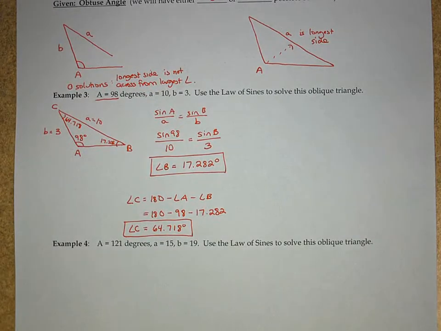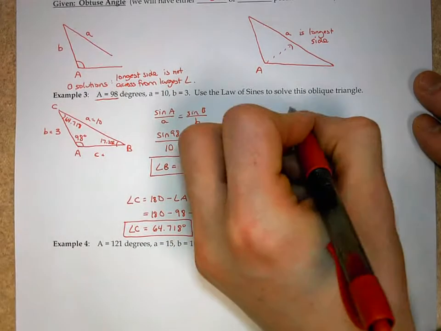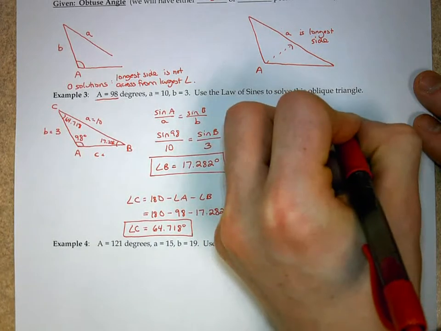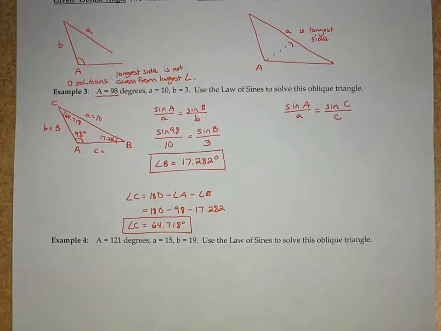The final piece then is I can find side C. Side C is the last piece I'm looking for. I should label that right there. So sine of A over A equals sine of C over C. And once again, I'm going back to the sine of A over A because those are my two sides where I've got exact answers for both the angle and the side length.